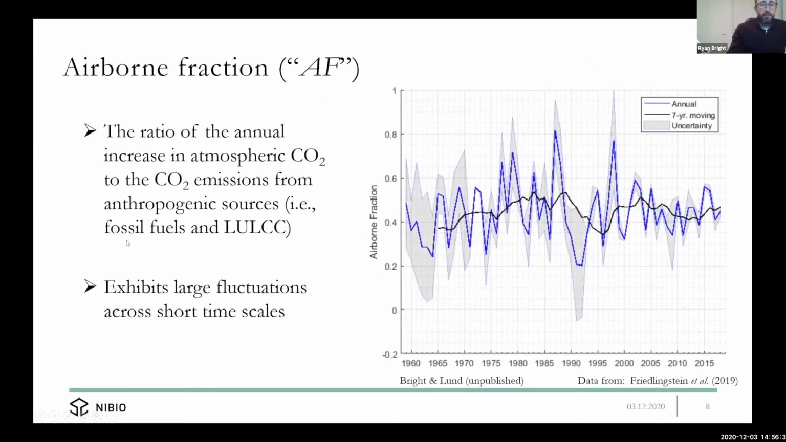The airborne fraction, for those of you unaware, is essentially the ratio of the annual increase in atmospheric CO2 content to the CO2 emissions emitted from all anthropogenic sources, namely land use, land cover changes, and fossil fuels. And as you can see from this figure here, which is based on numbers from the most recent Global Carbon Project carbon budget estimates, this airborne fraction fluctuates quite a bit over short time scales.